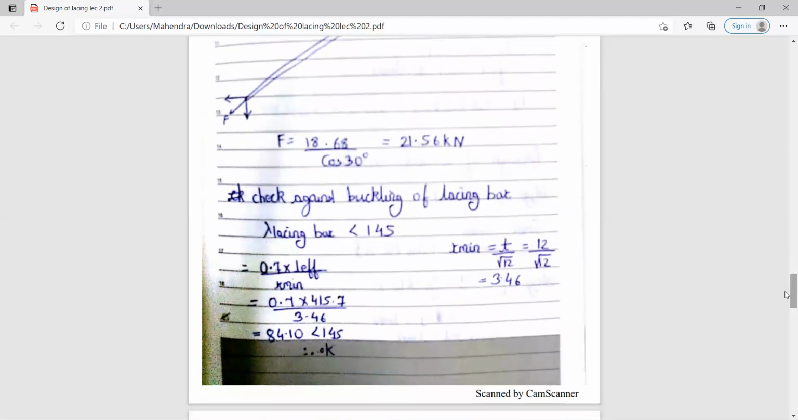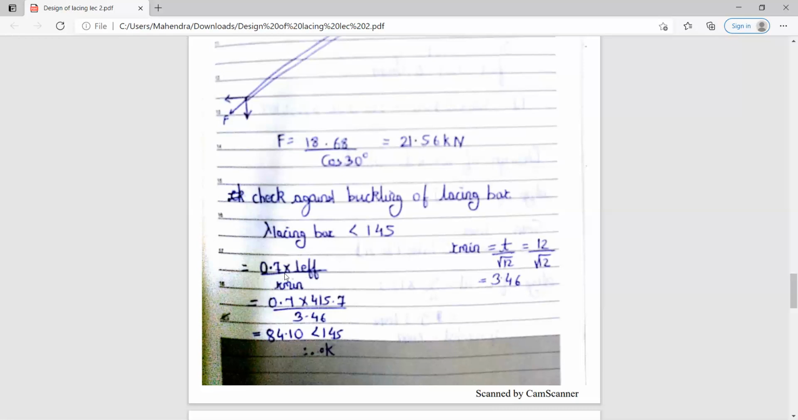Now you need to do the check for the local buckling, which we have already completed. Now you need to do the check against buckling of the lacing bar. For this check, the slenderness value of your lacing bar should not be more than 145 according to IS 800:2007. Whatever value comes should always be less than 145. So calculate R minimum. To calculate R minimum, the formula is thickness upon root 12. The thickness you got was 12, so 12 by root 12. So your R minimum comes to 3.46.